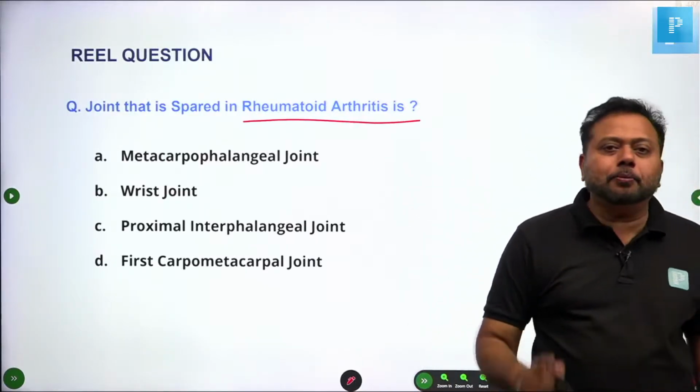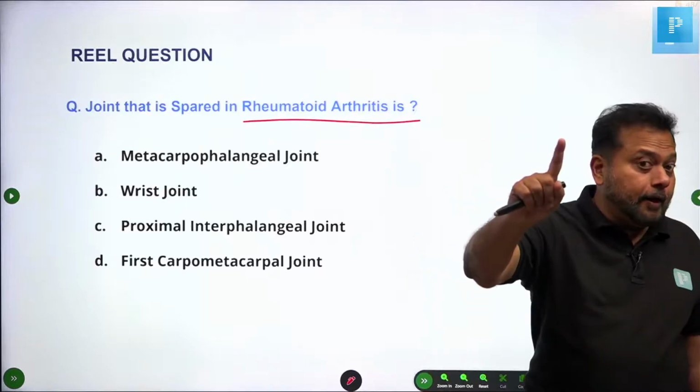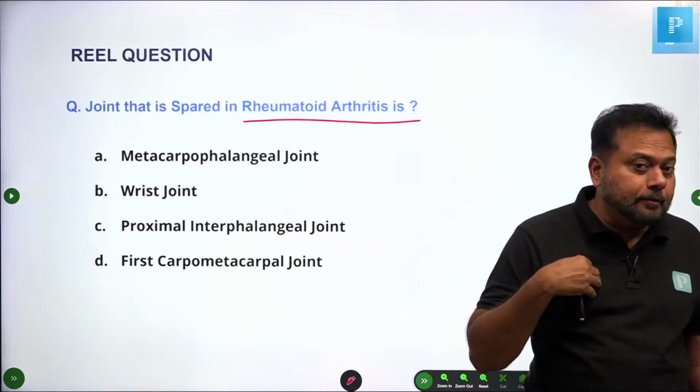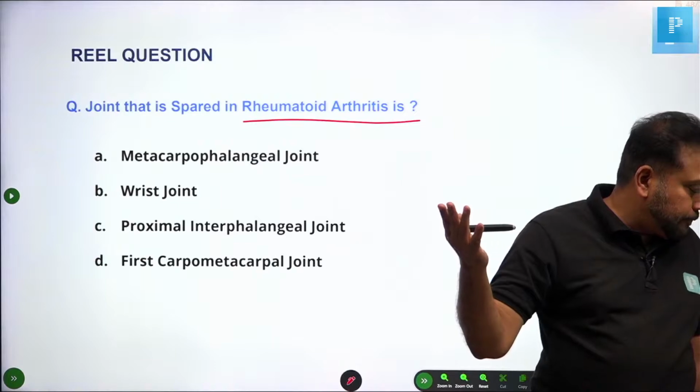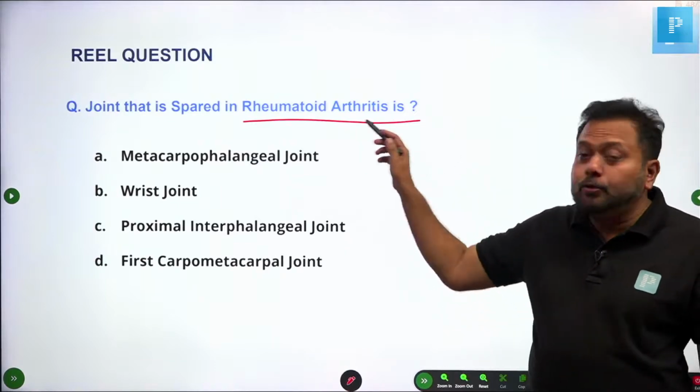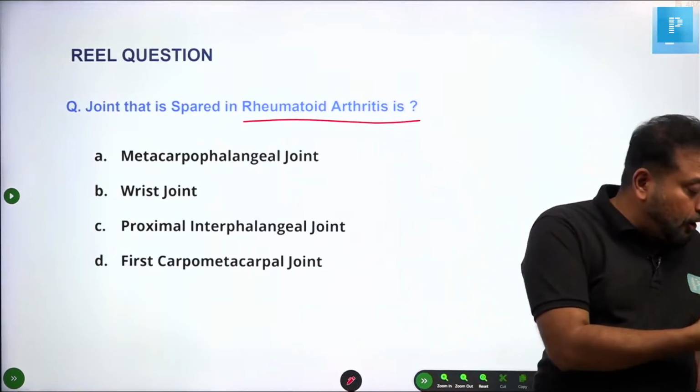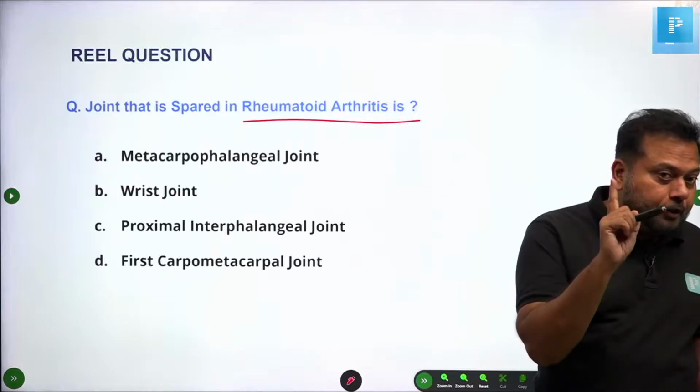The joint that rheumatoid arthritis will not involve. This is a very important question. I have framed this question, then I will show you the real question. This is very important. Hey, the question is rheumatoid, not osteoarthritis. Many of you are confusing it with OA.